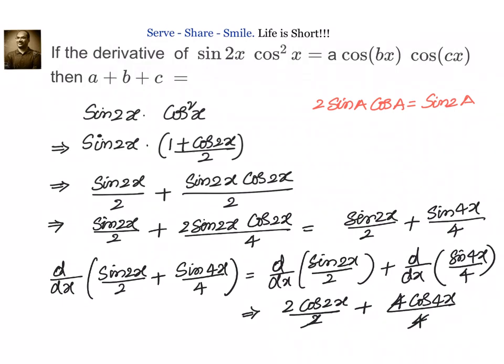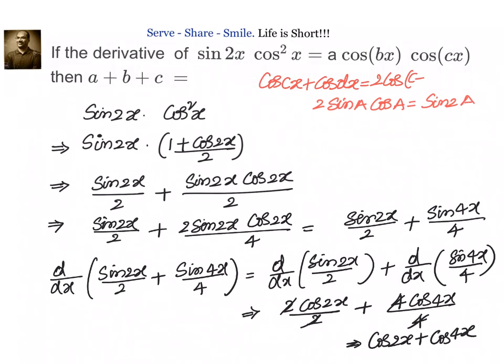We can cancel 2 and 4. We got cos 2x plus cos 4x. Now how we can write down cos 2x plus cos 4x in terms of product of cos functions? For that we will leverage the formula that cos cx plus cos dx is equal to 2 cos c plus d by 2 into x multiply with cos of c minus d by 2 into x.